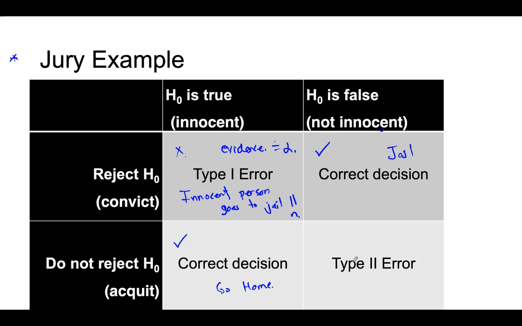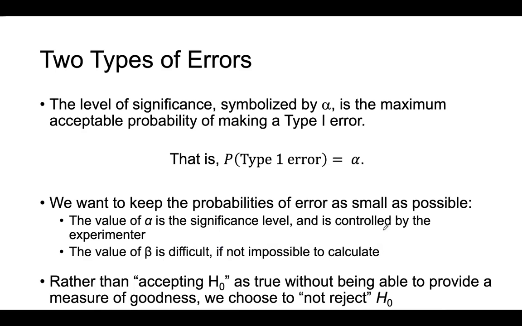And now there's this last case, of course, where the person is not innocent, but we fail to reject or acquit this person. So this isn't obviously good either. This is that beta error. There's not really much we can do in this particular situation if we just did not have that evidence. So that's the types of errors.